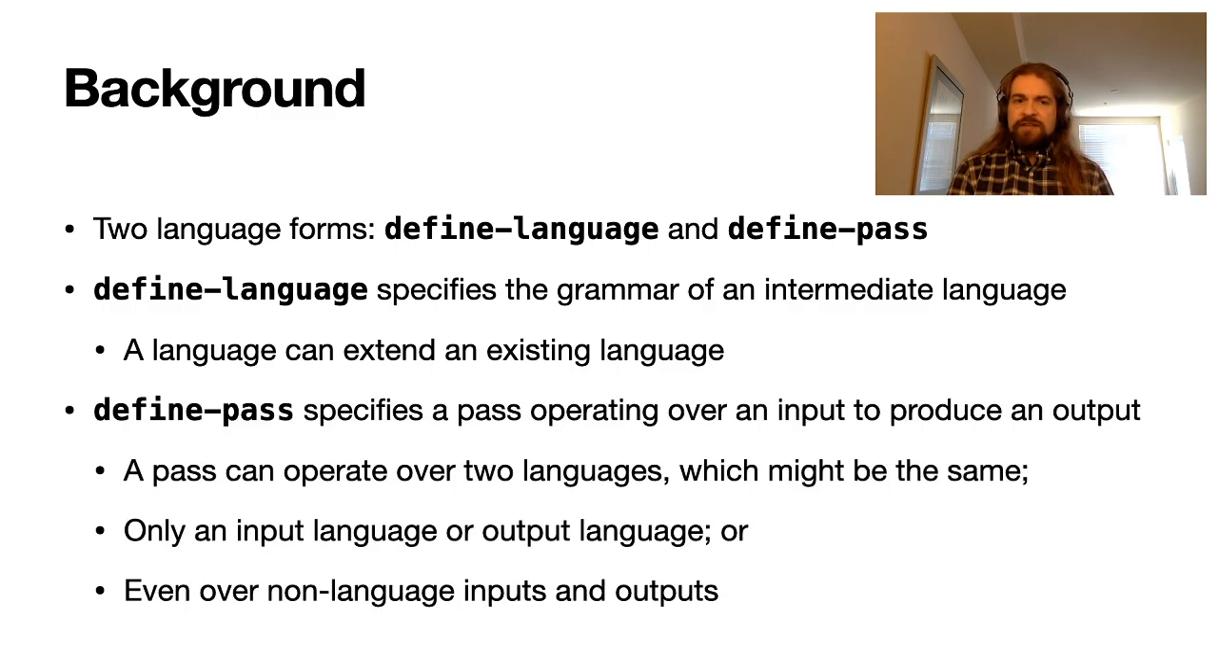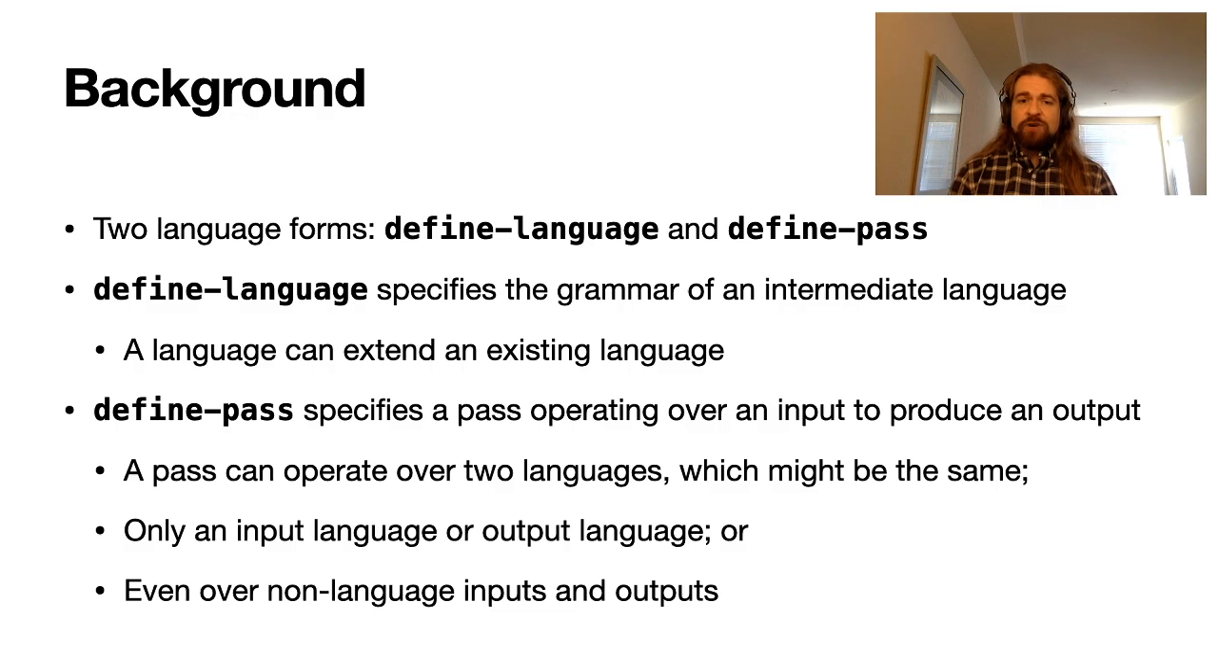Define-pass is used to specify our passes, which operate over an input and produce an output. Now, of course, in general, we will use these with two languages. We'll have an input language and an output language that may or may not be the same, and we'll use them for transforming the input into the output. But particularly for things like the first pass in the compiler, we often don't have an intermediate representation to begin with. We have to parse to get our intermediate representation.